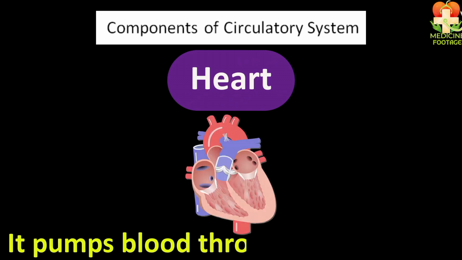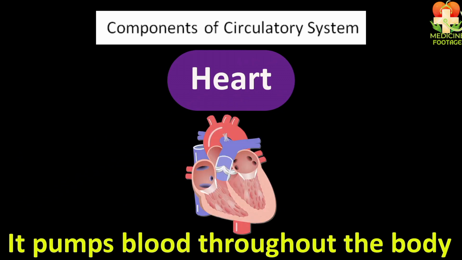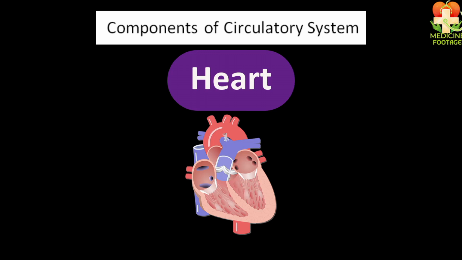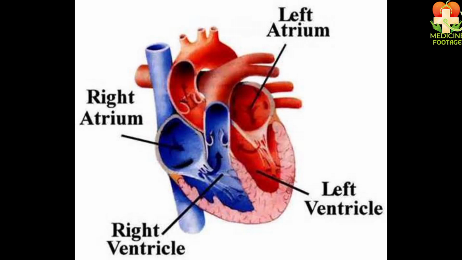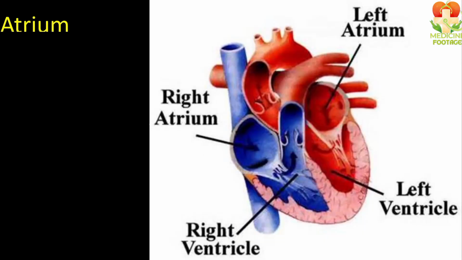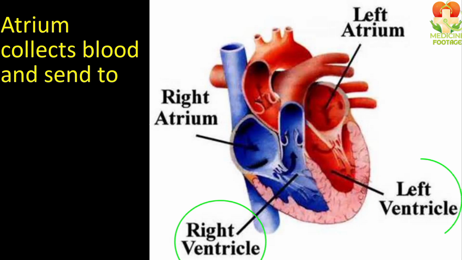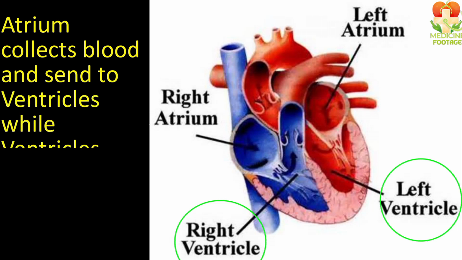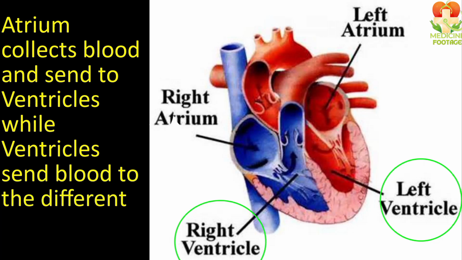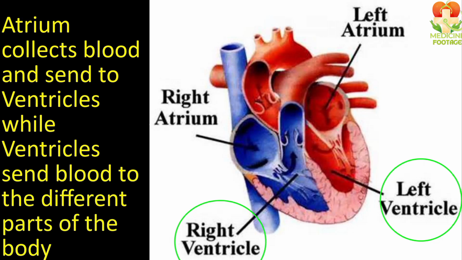Human heart. First, we will study the human heart. The heart pumps blood throughout the body. The heart has four chambers, two upper chambers and two lower chambers. The upper chambers are called the right atrium and the left atrium, and the lower chambers are called the right ventricle and the left ventricle. Do you know that the blood comes into the atria, and from the atria, the blood goes into the ventricles, and from the ventricles, the blood is pumped to the different organs of the body.